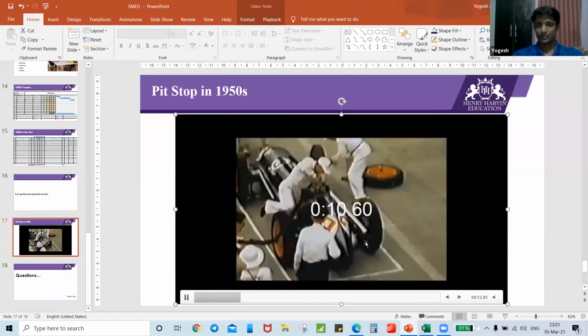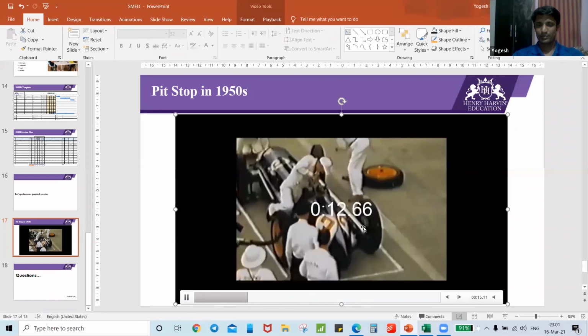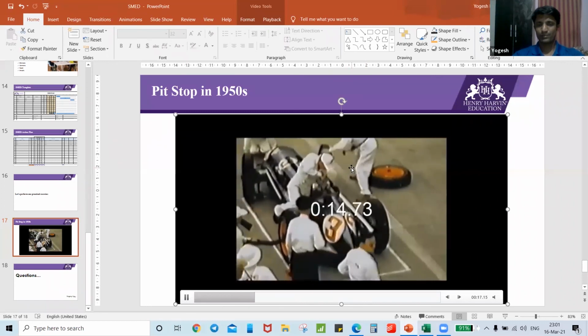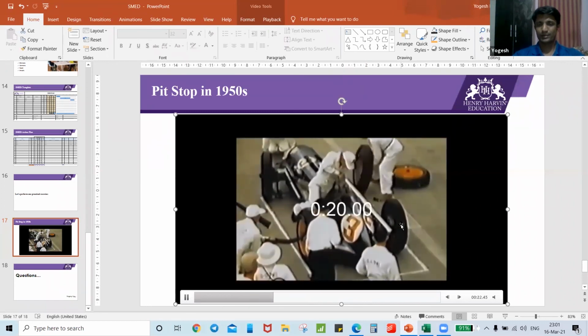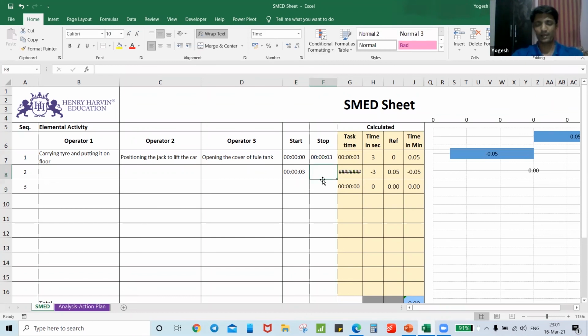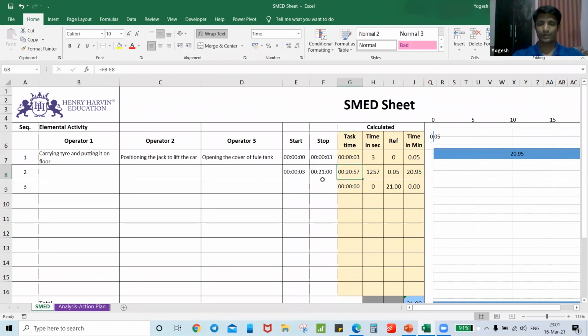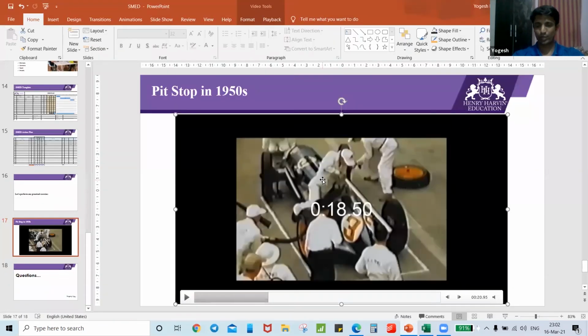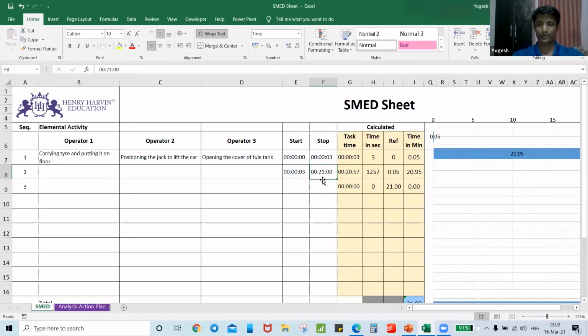Right? So we stop when operator 1 has stopped taking his tire out. Here it is. Yes, it is done. So it will take around 20 seconds, 95. So we'll write it as 21. Right? So we will basically write this here, same, right? And here 00 and 21, almost 20.95. So I am writing it, rounding it to 21.